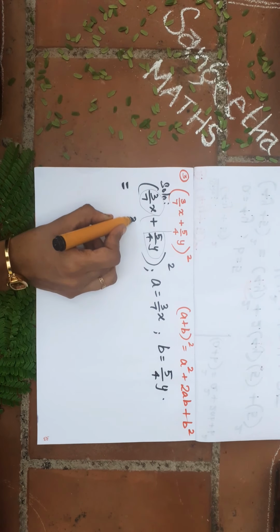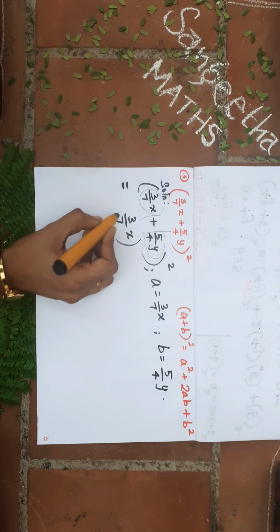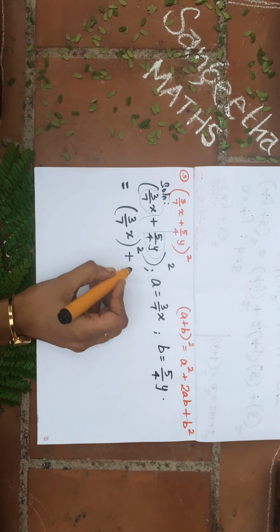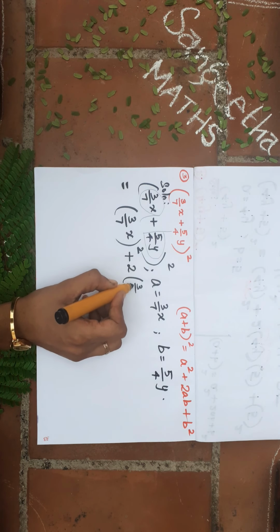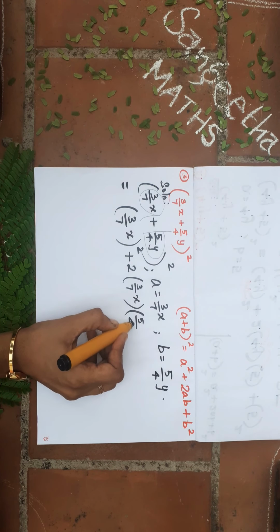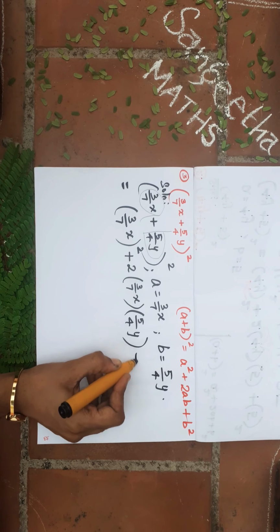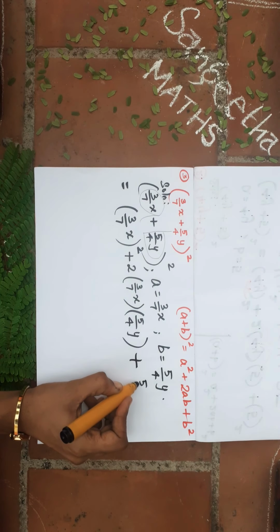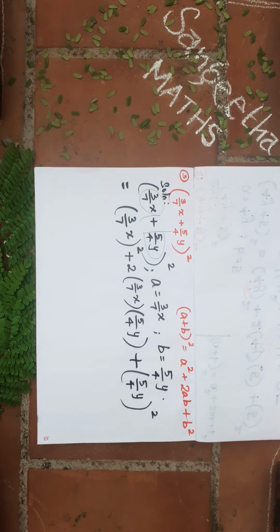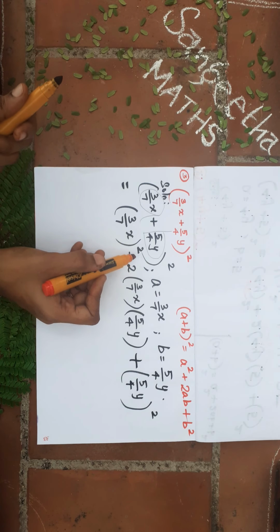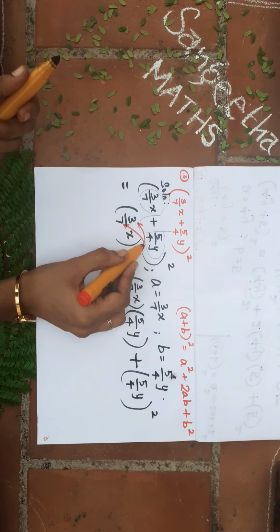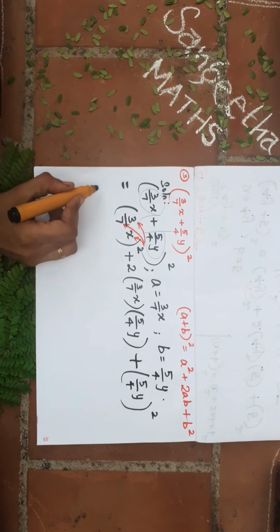So what is A? It is (3 by 7x) whole square. A square plus 2 into 3 by 7x. Okay, then what is B? 5 by 4y. Plus what is B square? (5 by 4y) whole square. So you should be very careful. The square goes for everything. It goes for the number, in the sense numerator and denominator, then for x.